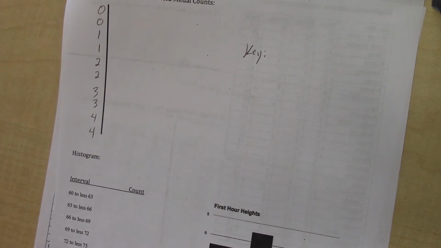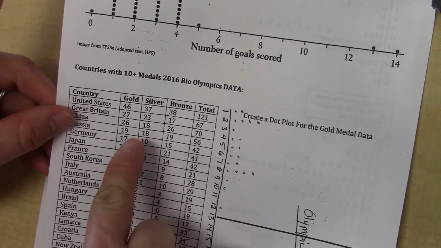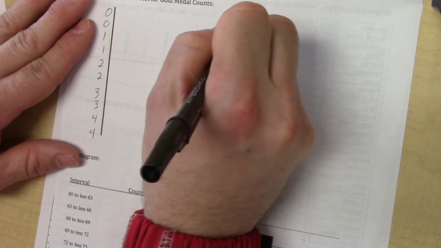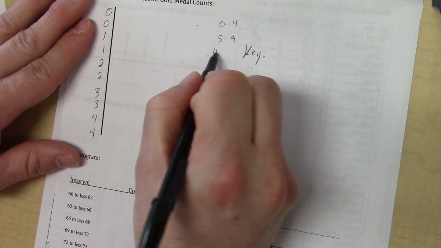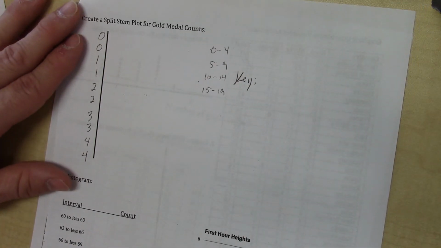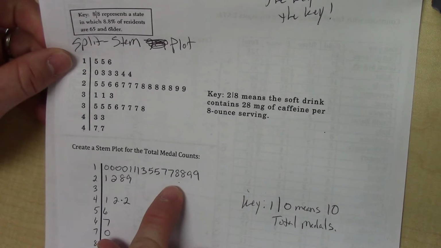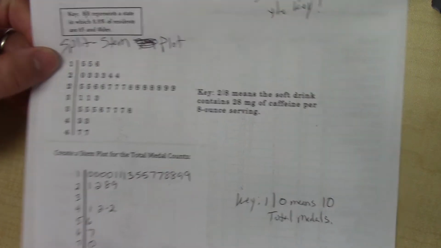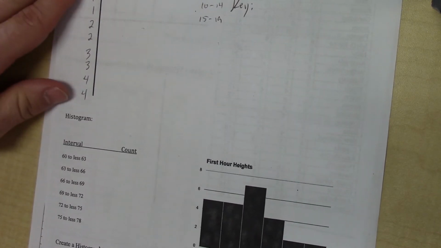So again, I'm using that same data, but I'm using the gold right here, right? And a split stem splits it between 0 to 4 and 5 to 9. And then this would be 10 to 14 and 15 to 19, because sometimes our data is so top heavy, kind of like it was here on this one, where there were so many on the 10. I probably should have split this up to see the data differently. And that's all it is, just see it a little differently, okay?